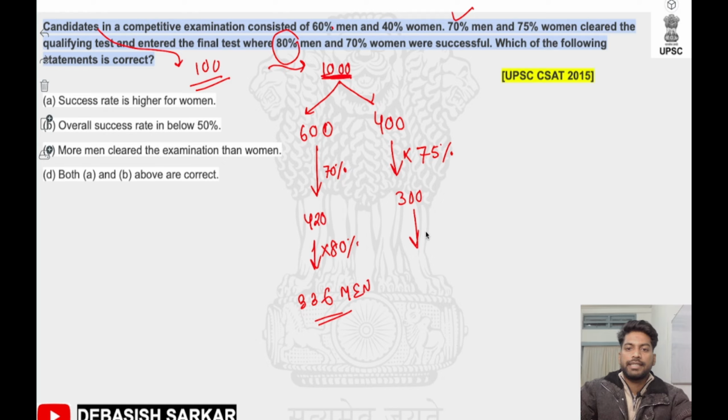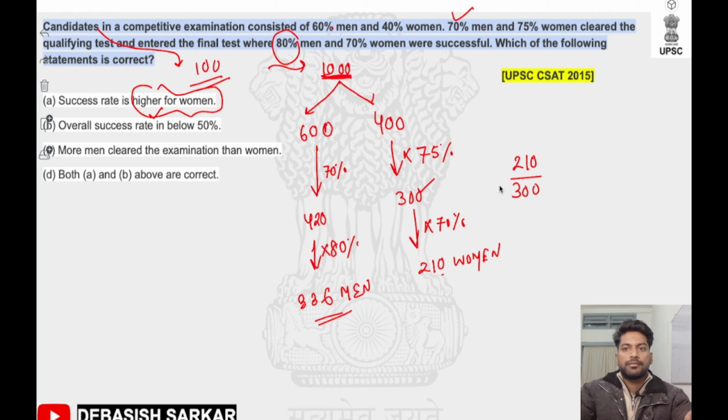And here 70% women qualified. So 70% of 300, that is 210 women. Now read the options. Success rate is higher for women. How did that happen? Look, 210 women qualified, and how many women attempted? That is your 300 women. So 300 women attempted, na? No. 70% women cleared. Okay, success rate, na.